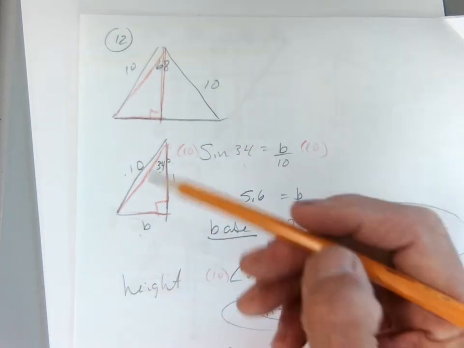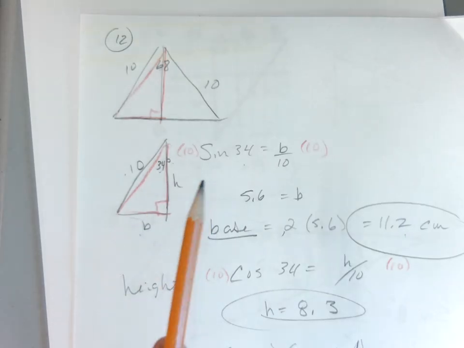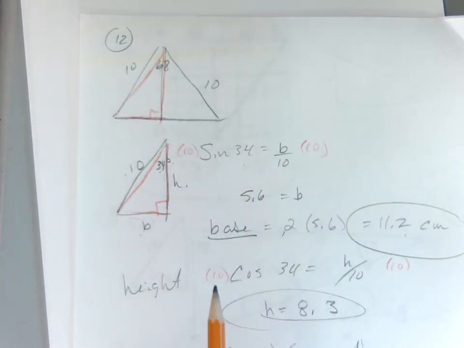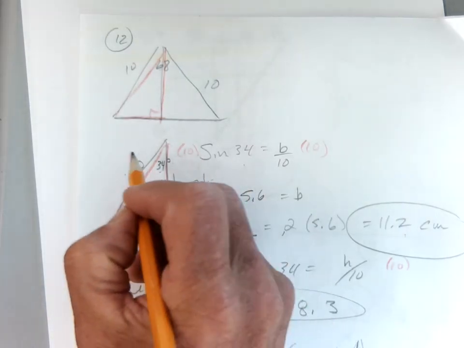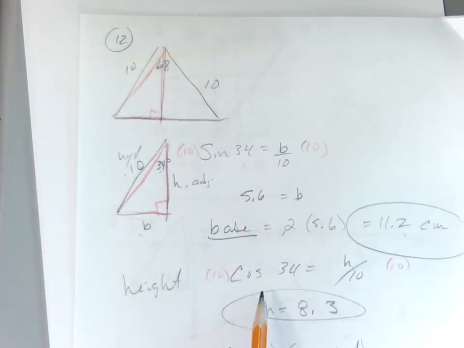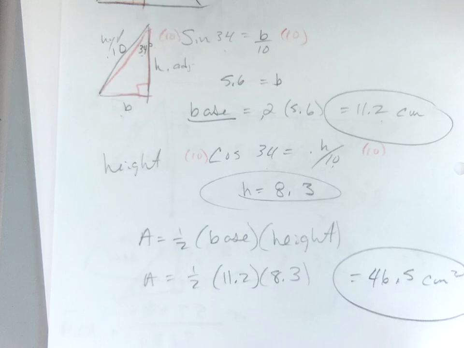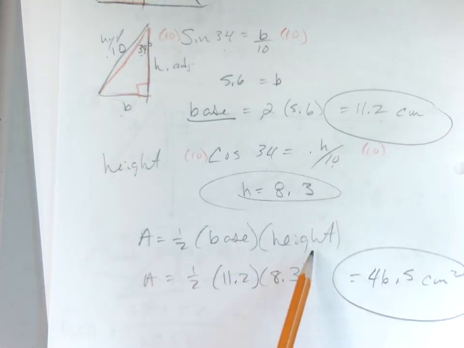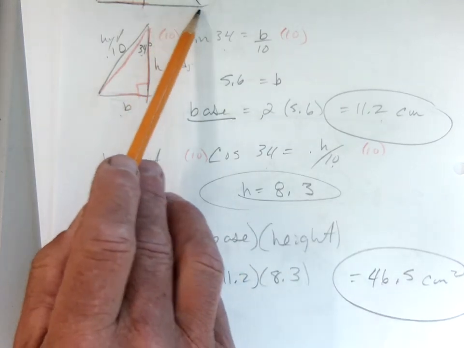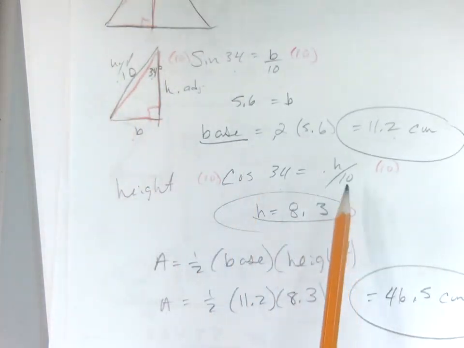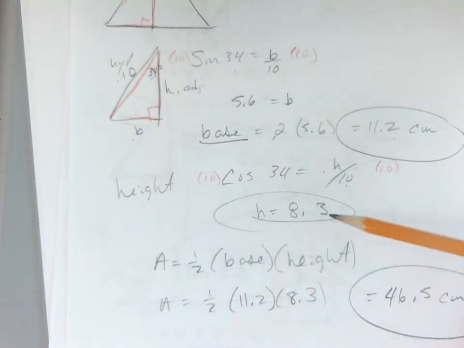Now if I want the height, I use cosine because adjacent over hypotenuse. All right, and so then I did the cosine of 34 is equal to my adjacent, which is my height of my triangle, over 10, which is my hypotenuse. Multiplied by 10, I got about 8.3. So finally, if I need the area, every triangle is 1/2 base times height, and so the base of this triangle here we said was 11.2. The height was 8.3. I used my calculator, and I got about a 46.5.